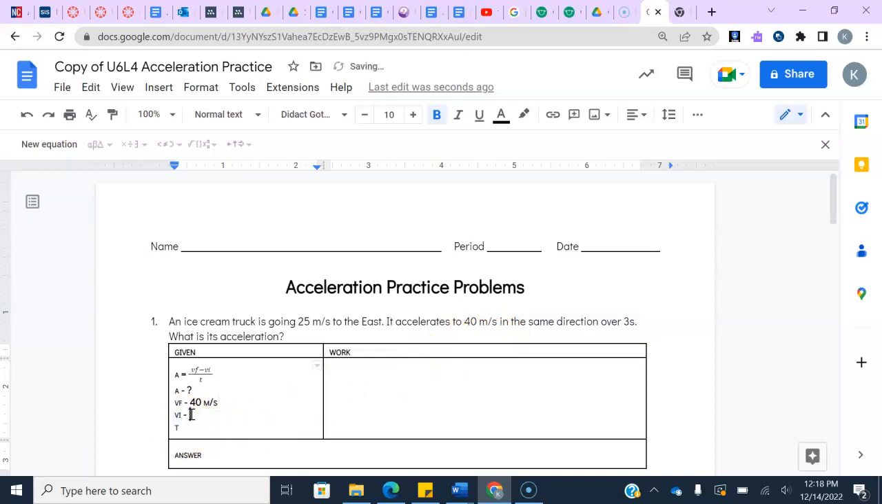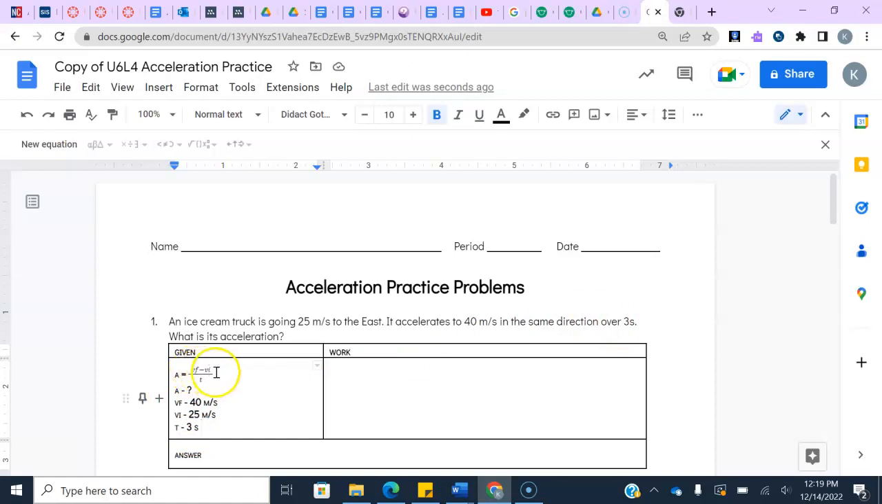Now our initial velocity is where the ice cream truck started. So it started by going 25 meters per second, then it went to 40. So where it starts is our initial velocity. So that's 25 meters per second. Okay. So then our time is just going to be in seconds, and it tells us in the problem that this happened over a time period of 3 seconds. Okay. So 3 seconds is going to be our time period.